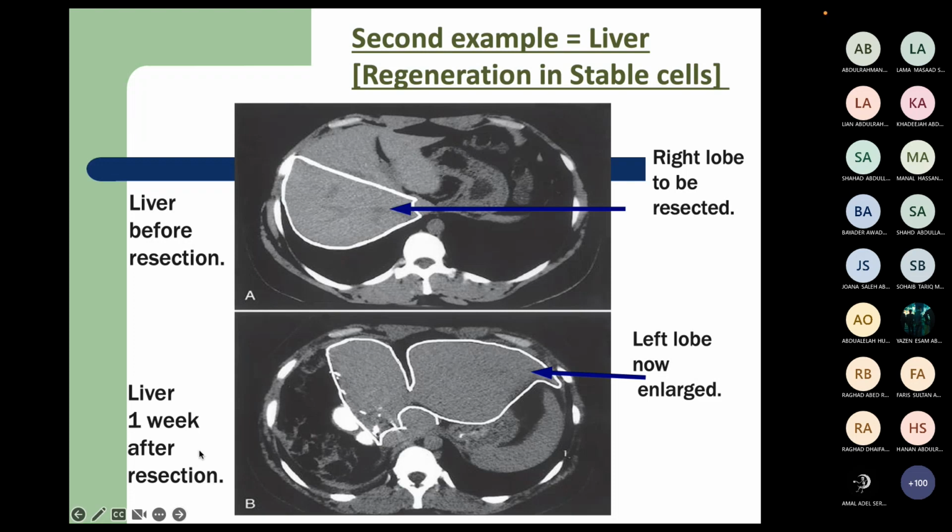But after 1 week, when the right lobe was removed, the left lobe has grown up. In just 1 week, the liver cells started growing. Although these are stable cells, normally they don't divide or grow, after surgery the liver cells have divided and grown so big. So this is the example of regeneration in the stable cells.